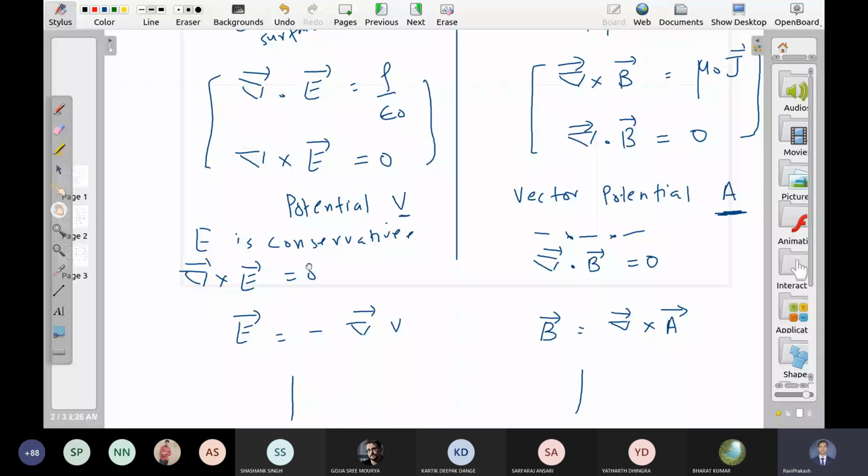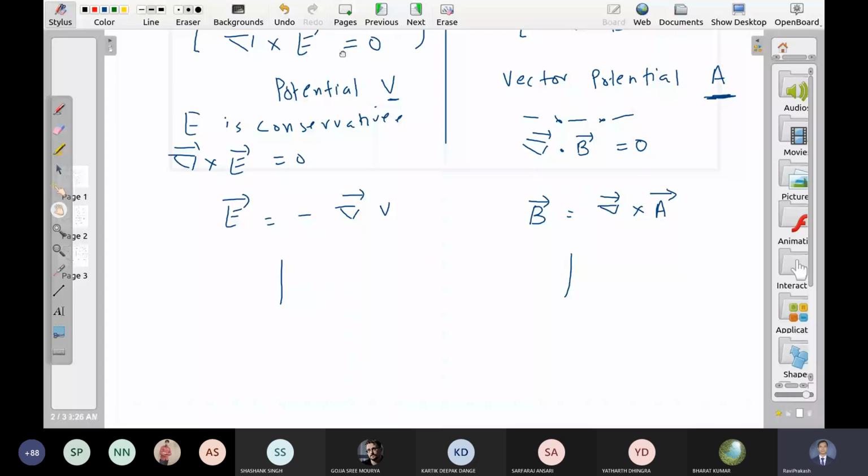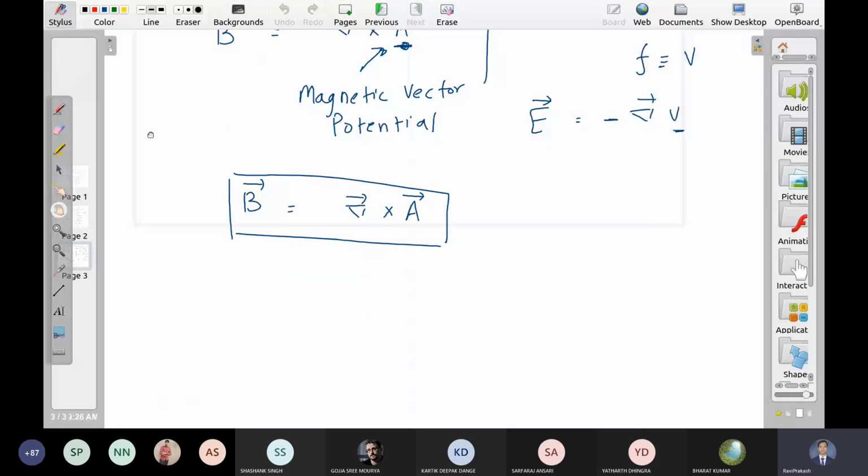Once I know the connection between E and V, how do I write potential directly in terms of charges? Del square V is equal to minus rho by epsilon naught. What is the connection of vector potential with the currents? So that is not much difficult. We know what is the connection between B and current. Del cross B is mu naught J. So just put this value of B and we will get the answer.